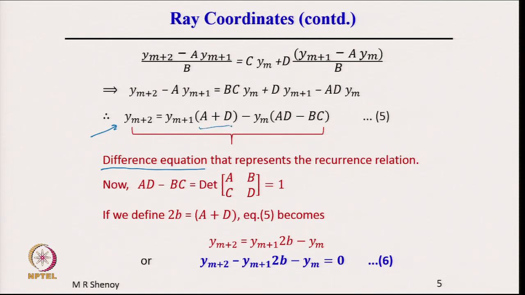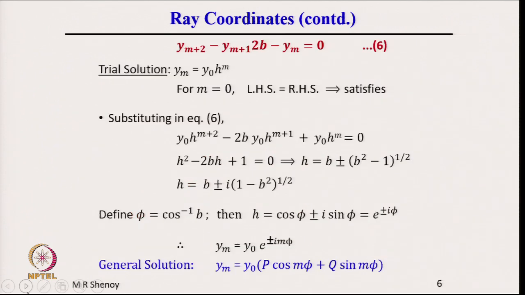This is written as 2b. We will know why it is written as 2b, and this is minus y_m, or we have y_(m+2) minus y_(m+1) into 2b minus y_m equal to 0. So, we have got an equation in terms of the ray displacements from the optic axis. So, let us look for trial solutions of this equation.